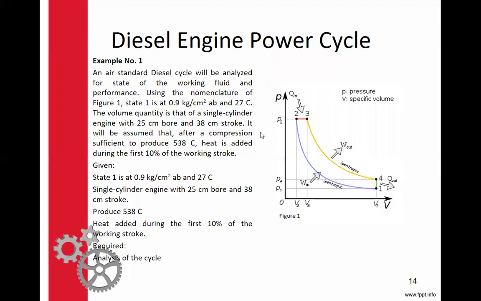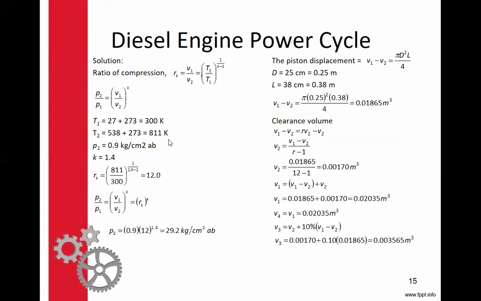T sub 2, where is it? It says, after compression, sufficient to produce 538 C. So this is your compression, that's why your T2 is 538, so 811 Kelvin. P sub 1 is equal to 0.9 kilogram per centimeter squared, absolute. K is equal to 1.4. So R sub K is equal to 811 over 300, exponent 1 over 1.4 minus 1, which is equal to 12.